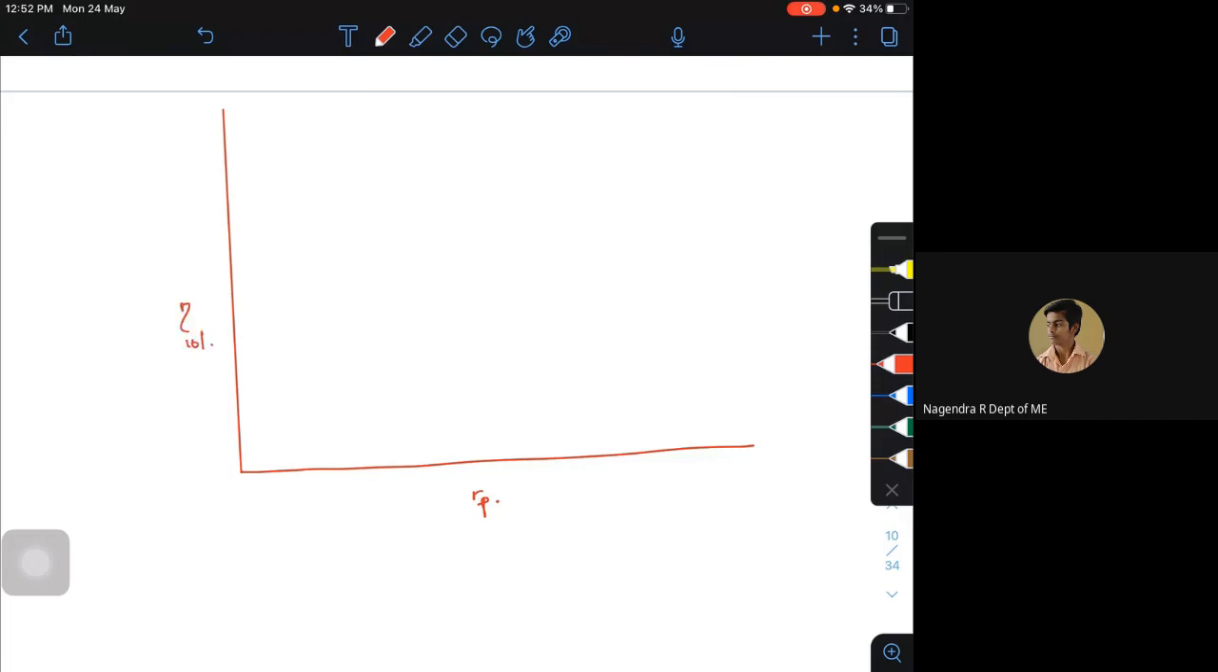Try to vary from 0.1 or 0.2 and go up to a pressure ratio of around 5 or 10. Check how the volumetric efficiency changes. I can go in steps and check the different conditions. You will end up with a curve like this: the volumetric efficiency decreases with an increase in pressure ratio. You will get different curves.